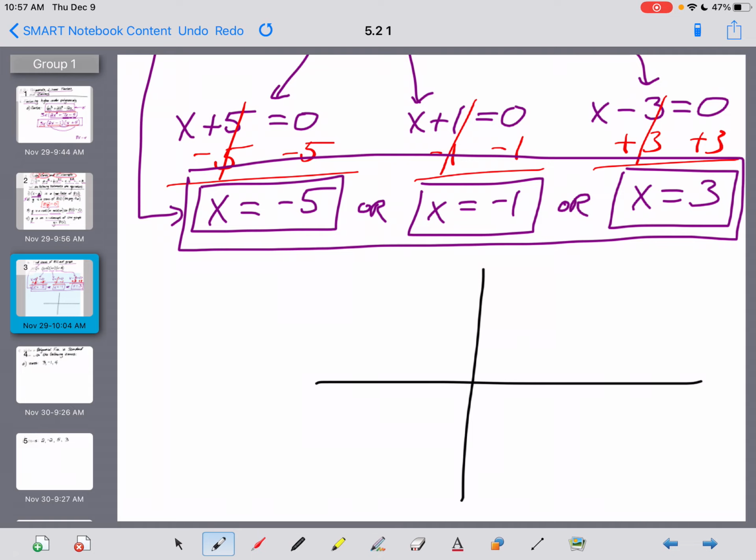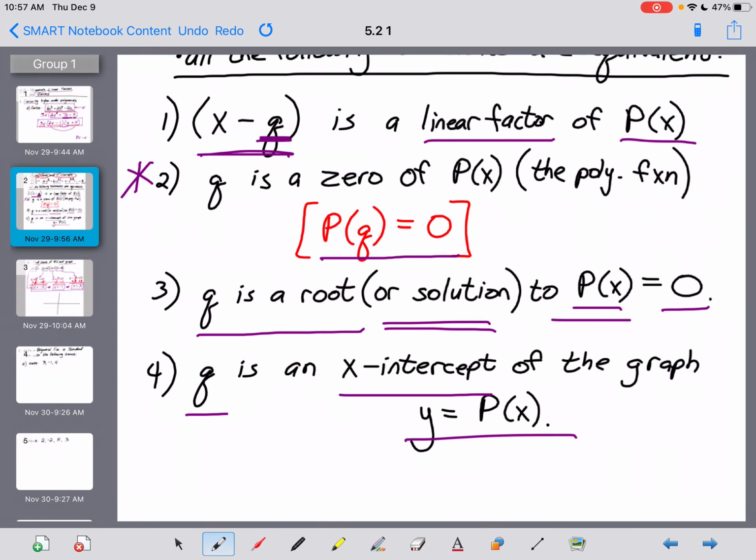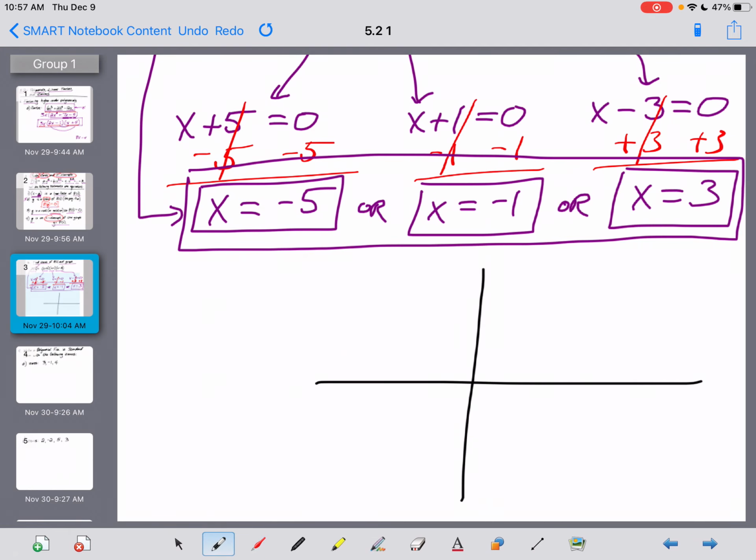And what we're going to try to do now is focus on 2 key ideas. The first of which is that the zeros that we just found are, if I go back to page 2 here, your x-intercepts. It's where your graph crosses the x-axis. So back to this graph here, we know that this graph is going to cross the x-axis 3 times. Once at negative 5, once at negative 1, and once at positive 3.